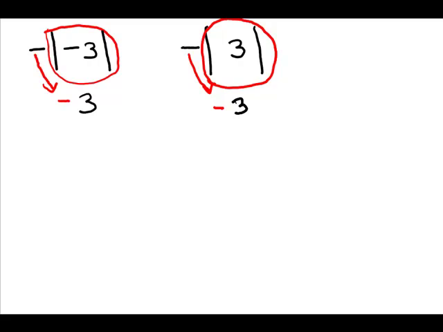Think about absolutes for just a minute. Absolutes in general are positive because they're distance. If you take the opposite of a positive number, it's going to give you a negative. So the opposite of an absolute value will give you a negative.